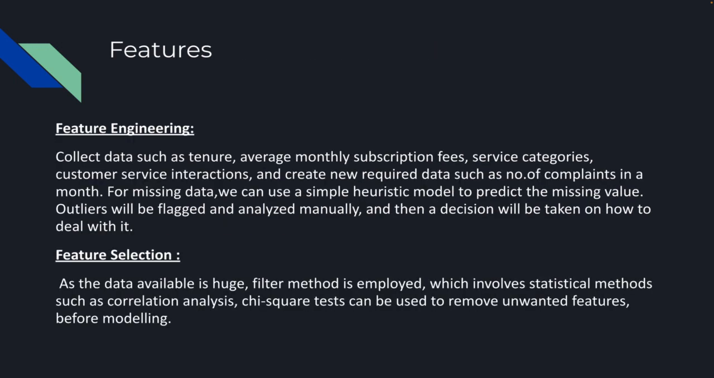Moving on to feature engineering. When we go back to the relevant features, we will take all those features and look at whether there is any missing data, and then we'll use a simple heuristic model to predict the missing values. Then the data will be analyzed to look at the outliers, and once these outliers are flagged, they will go through a manual analysis.